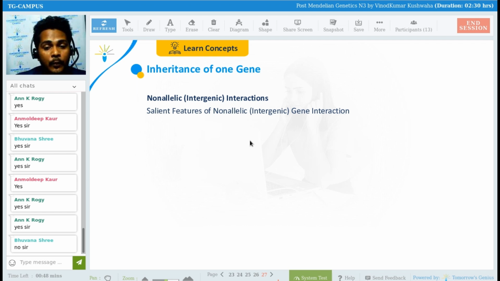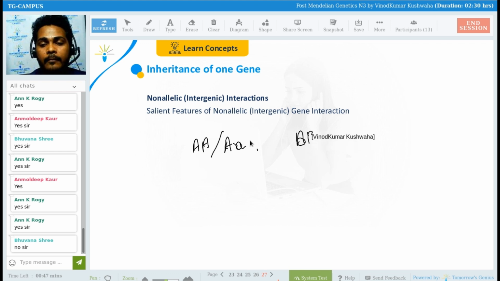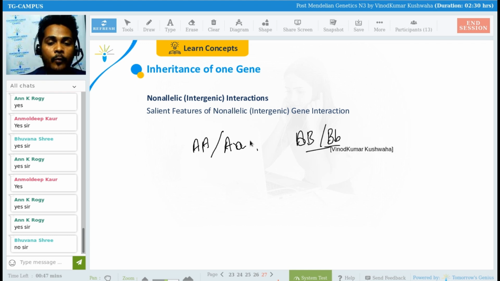At the phenotypic level, homozygous and heterozygous, like capital AA is homozygous, then there is heterozygous Aa, and similarly BB or Bb. So homozygous or heterozygous show their respective phenotype governed by the dominant alleles. So they are designated by either A or B, right?